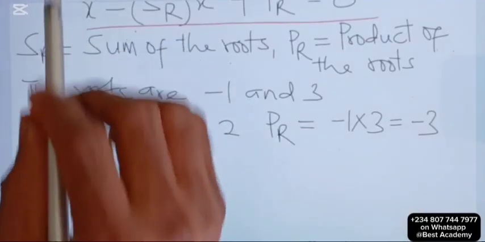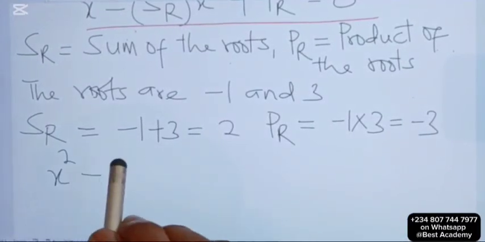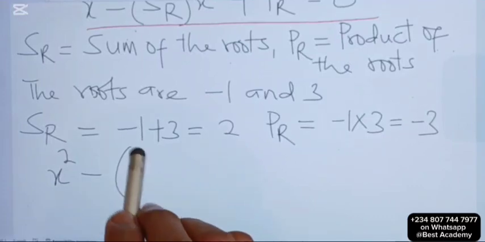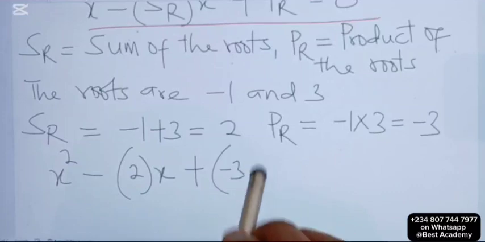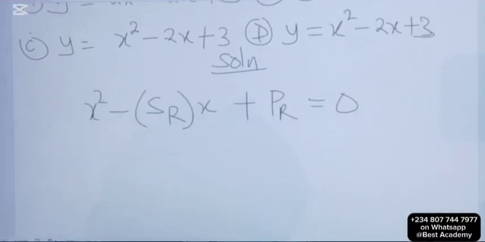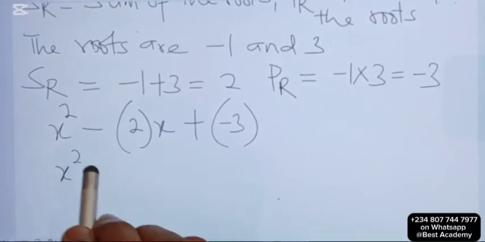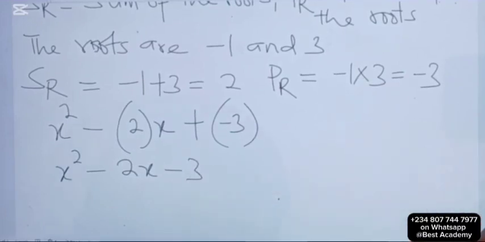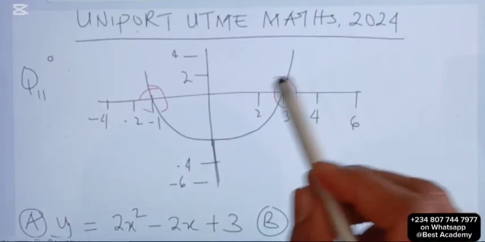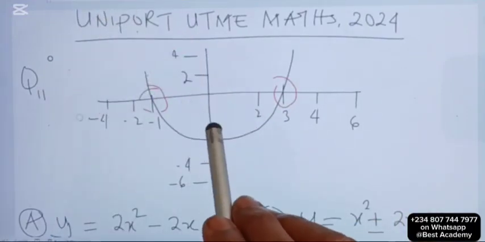Now using that formula, our answer is going to be, class, s squared minus sum of the roots, which is 2, times s, plus product of the roots, which is -3. Please take note. So if you evaluate that, class, this is going to be s squared minus 2s minus 3. You ask your question, which particular axis is it passing through? It's passing through the y-axis.